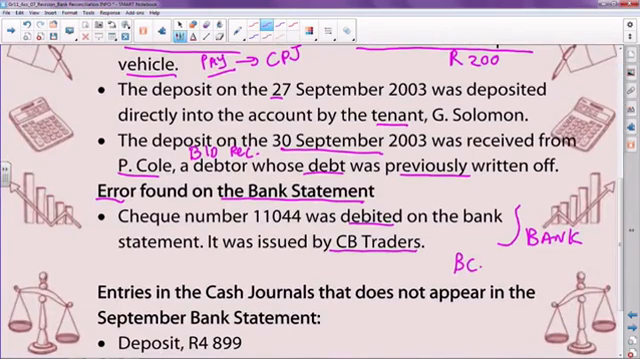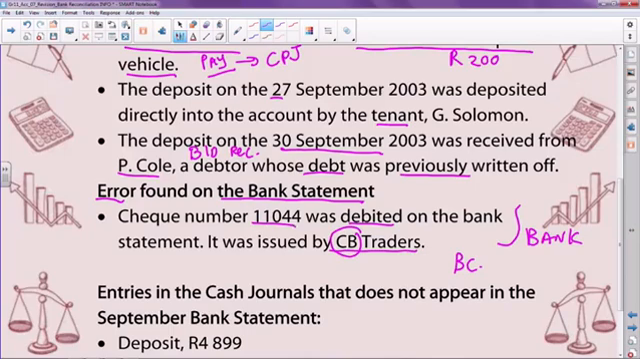There was a check issued by CB Traders, not us, a check issued by another business with a very similar name. And by mistake, remember, people that work in the bank also make mistakes, this check was debited to our account. So we've paid for a check, and obviously it wasn't our check to pay for. So what are we going to do in this situation? As the accountant, you're going to inform the bank. That's the first thing you're going to do.